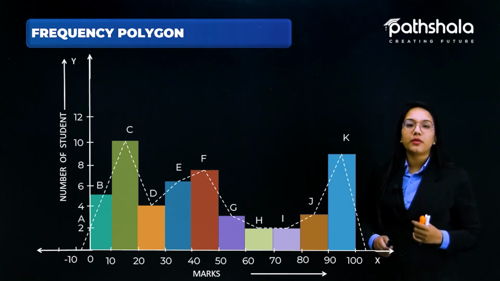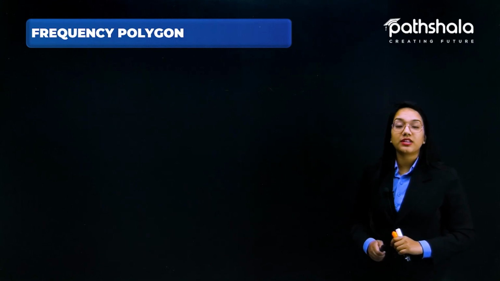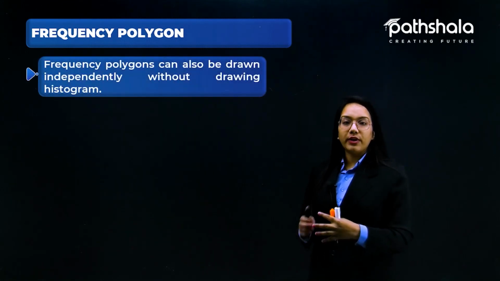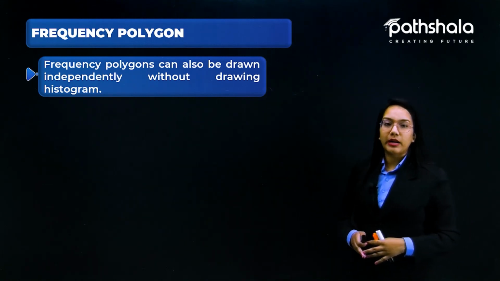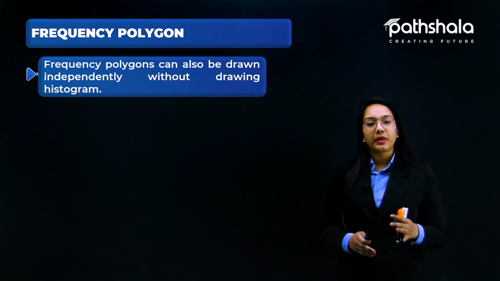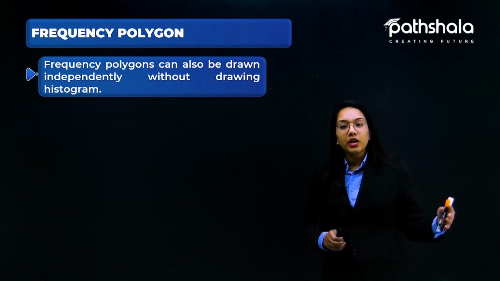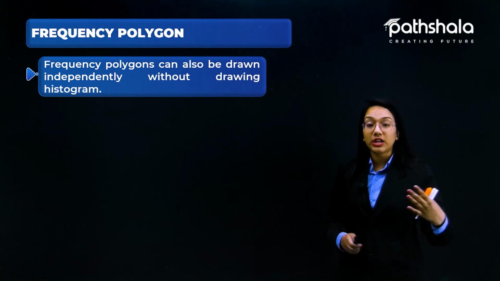Now let's move on further. Let us suppose I'm taking it as L, so this is the frequency polygon. What we can say about the frequency polygon is that frequency polygons can also be drawn independently without drawing the histogram. Rather than drawing a histogram first, we can also create a frequency polygon independently without the histogram.